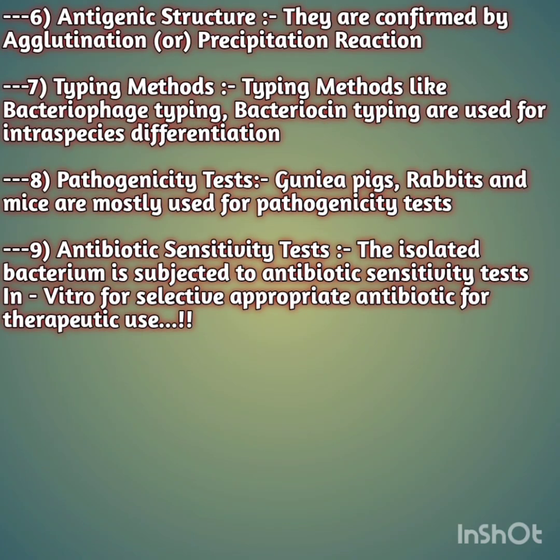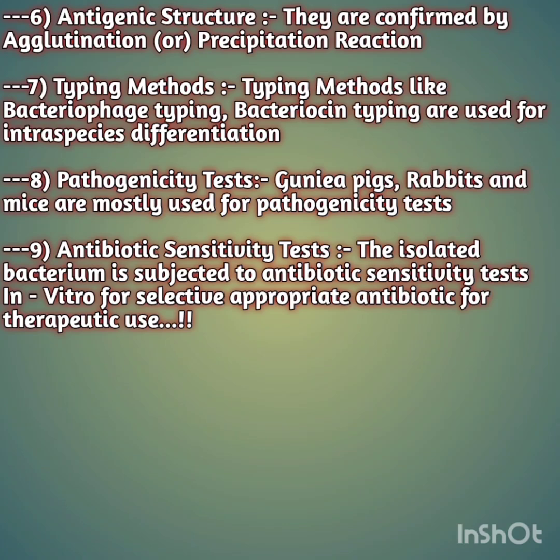Next, moving to antigenic structure. It is confirmed by agglutination or precipitation reaction. Next, moving to typing methods. Typing methods like bacteriophage typing and bacteriocin typing are used for intraspecies differentiation. A bacteriophage is a kind of virus that infects bacteria. That's why we call it bacteriophage typing.